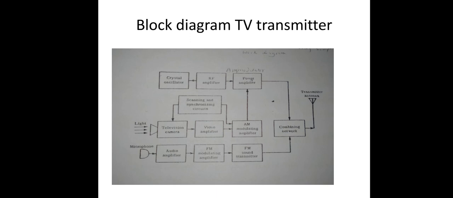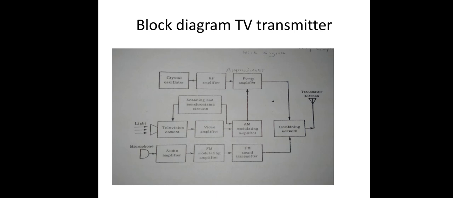First is the crystal oscillator. We have to use a crystal oscillator and RF amplifier. The carrier signal for the AM modulator is provided by the crystal oscillator. It is amplified by the RF amplifier and then given to the AM modulator by using the class C power amplifier.